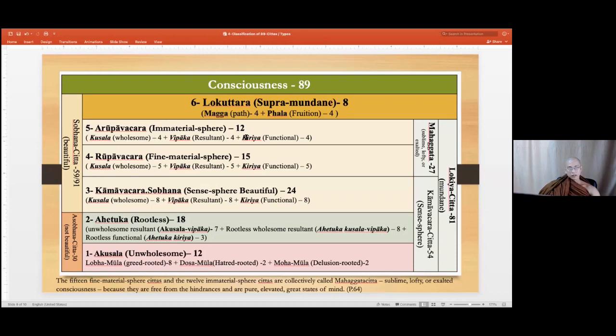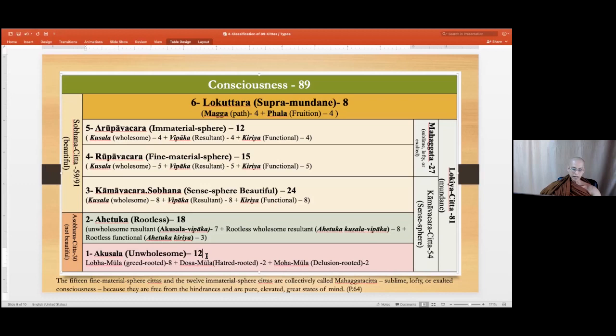So if you are interested in making the classification by yourself, you can classify according to the jati in this chart. You can check according to jati, meaning wholesome, unwholesome, resultant, and functional, 4 categories. So you can select from this chart. The first class is the 12 unwholesome. You get the 12.